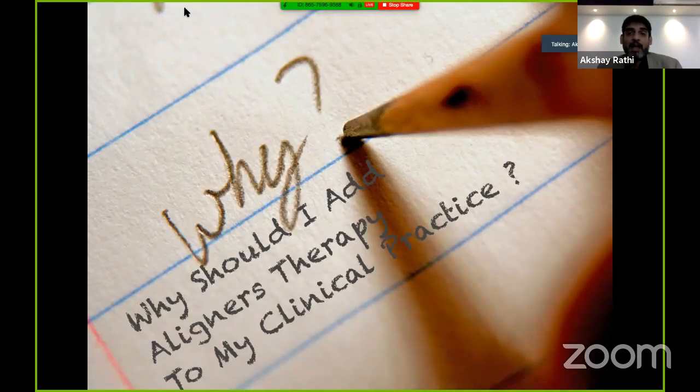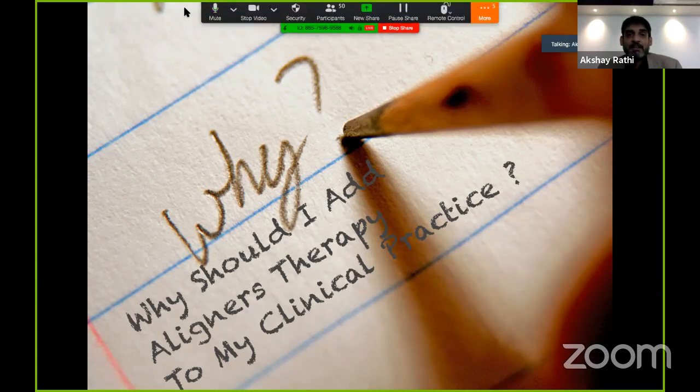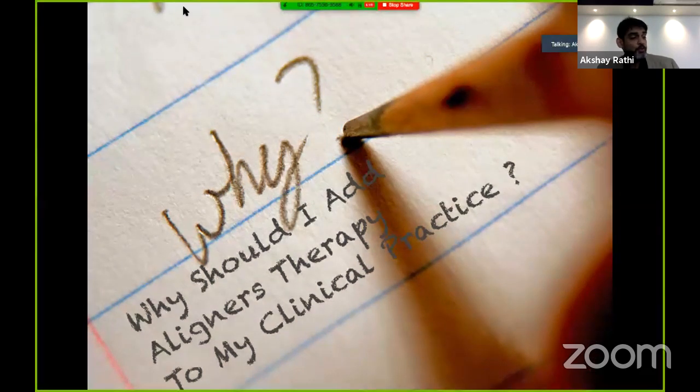Why should I add aligner therapy to my existing clinical practice when already I am doing so many innovations in my general dentistry? I have to keep on upgrading myself with so many courses and so many advancements that take place in general dentistry. So why should I add another headache when this can be done by the orthodontist? So let me delve into this.